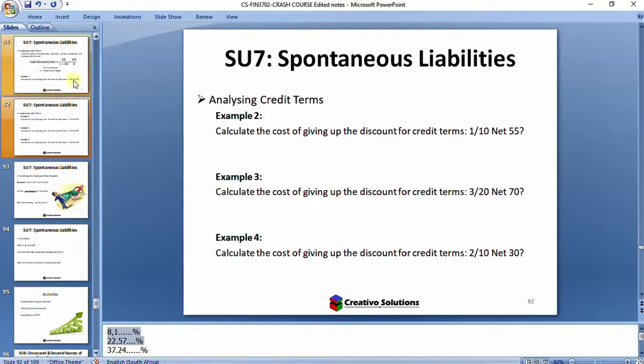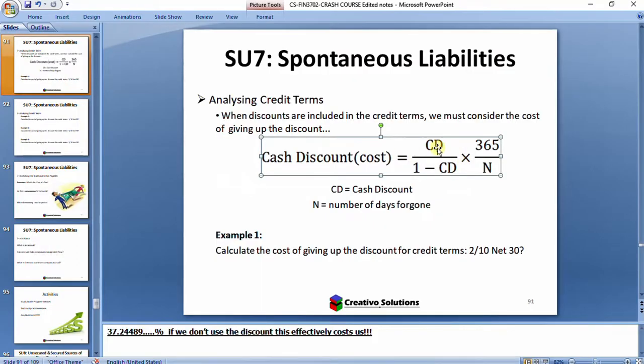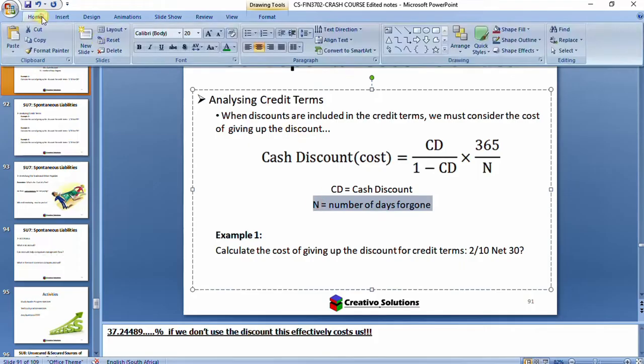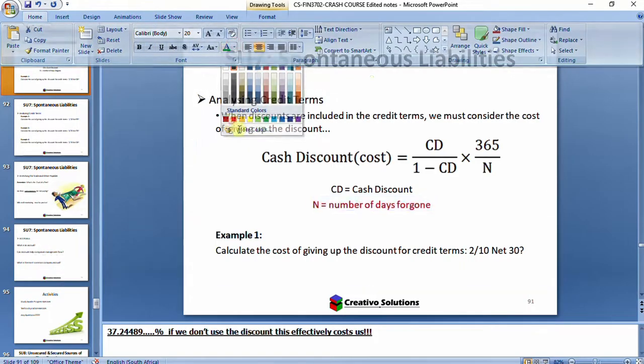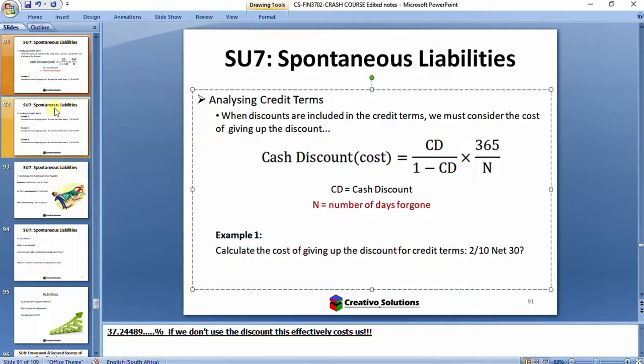If it does come up, just write down that formula, plug in the right values. Just remember the N is the number of days that are foregone. You have to calculate that. Okay, all right, we're doing well.